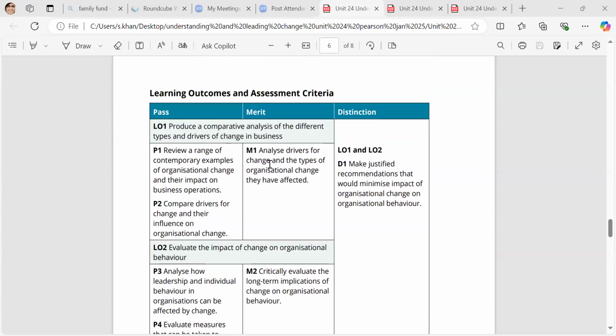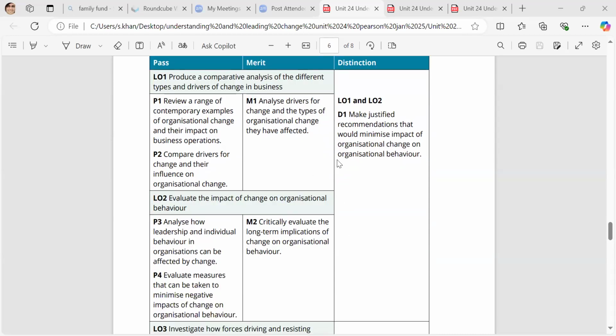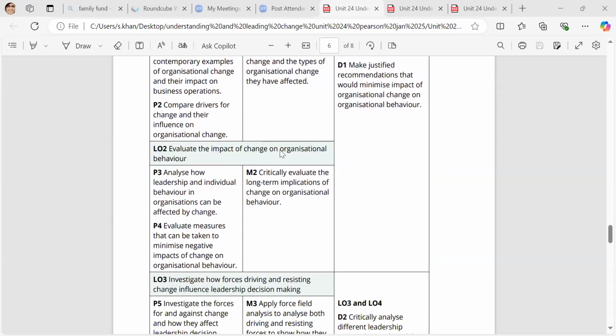To get a merit, an M1, you need to analyze drivers for change and the types of organizational change and how they have affected. You'll get a lot of this when we've done all the learning outcomes, so you'll get elements of that. And for D1, for learning outcomes 1 and 2, make justified recommendations that would minimize the impact of organizational change on organizational behavior.